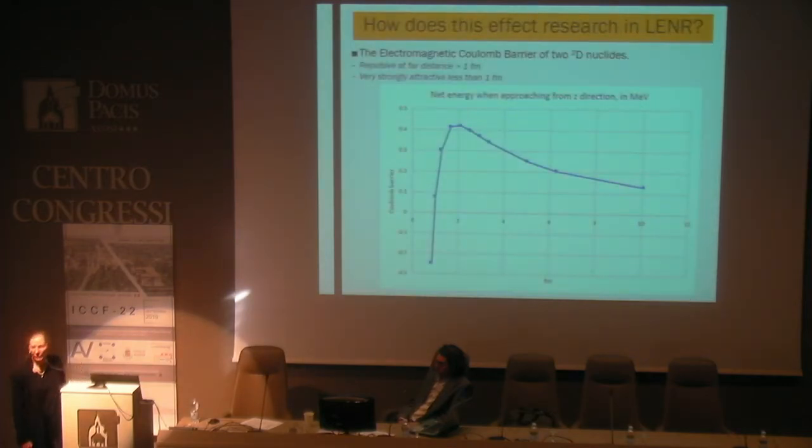How does this affect LENR? Well, you may think, well, gee, all that's well and good, but can you predict anything? This is the net energy when two deuterium ions approach each other. As you can see, as I come in from farther away, this is in femtometers, I get the Coulomb barrier. It peaks right up here at about 0.4 MeV, and then it quickly drops off to a cliff and becomes attracted. So from here down, you get an attractive force.